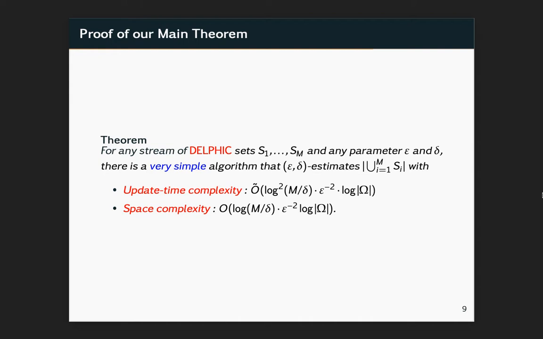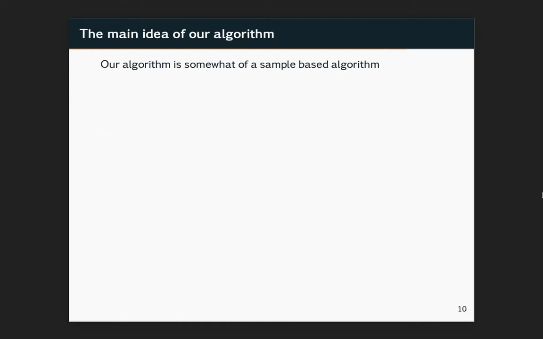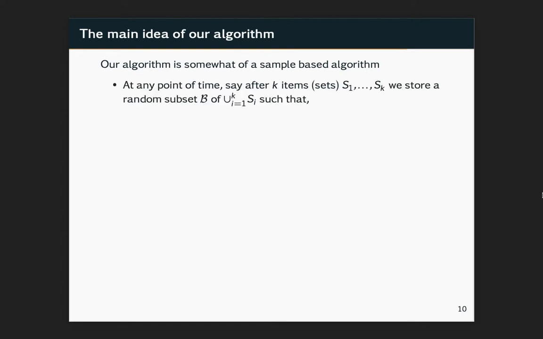Before I present the actual algorithm, let me quickly go over the main idea. Our algorithm is somewhat of a sample based algorithm. At any point of time, say after k elements in this stream, that is sets S1 to Sk have been seen, we want to store a random subset B of the union of S1 to Sk such that three criteria are satisfied. The first criterion is that every element in the union is in B independently with probability P.